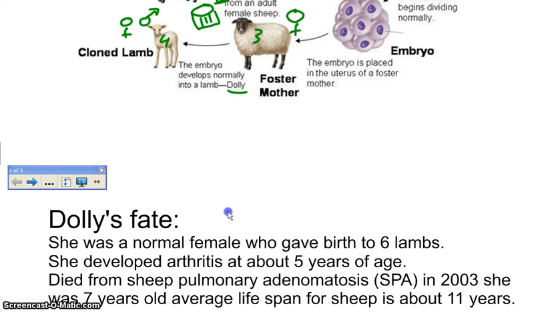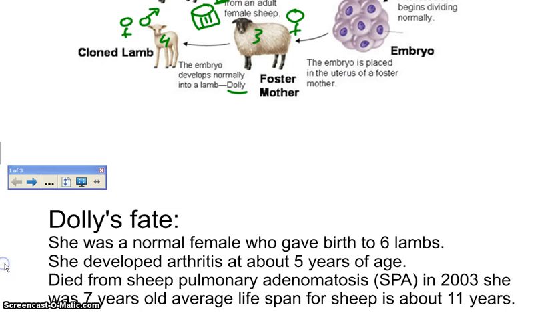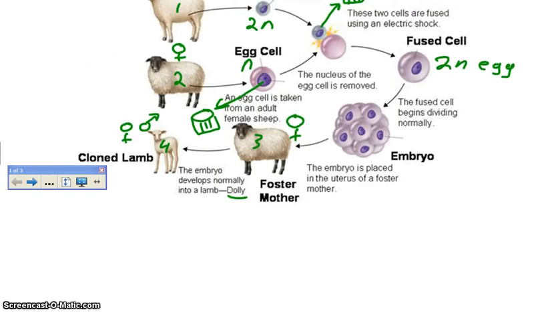If you do the math, they announced it in 1997. I believe that sheep number 3 gave birth to Dolly in 1996. So if you do the math, she was 7 years old. The average lifespan for a sheep is about 11 years. So she got arthritis early and she died early, which leads some people to believe that there's a genetic factor that helps to determine age.